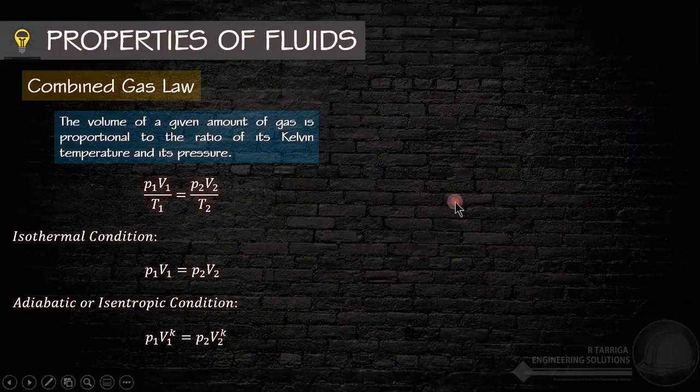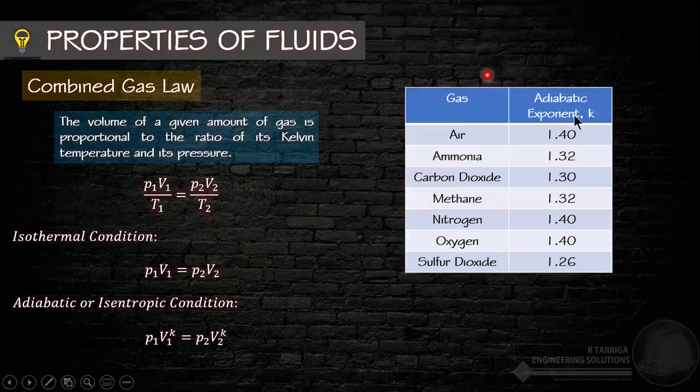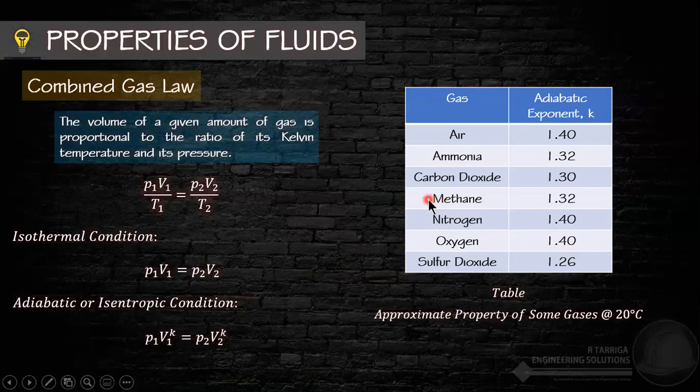Okay, so anyway, some of the values of K: 1.4 for air, ammonia 1.32, and so on until sulfur dioxide, which is 1.26. I remember in our thermodynamics subject, we always used 1.4. So that's why, because that is for air. Okay, so from that, I guess we are done showing the formulas that are necessary for the examples.